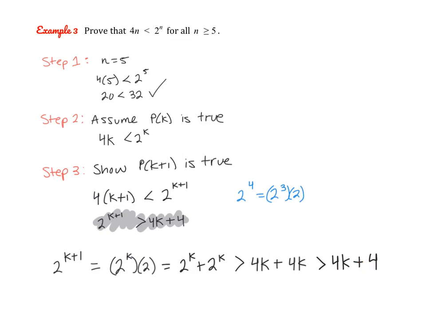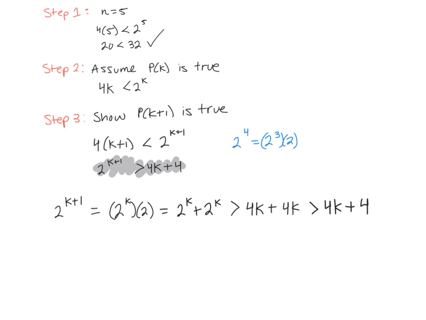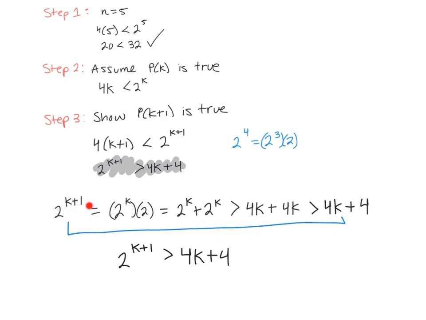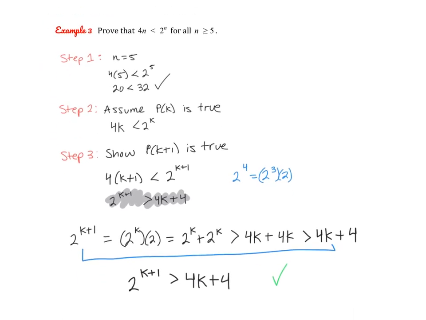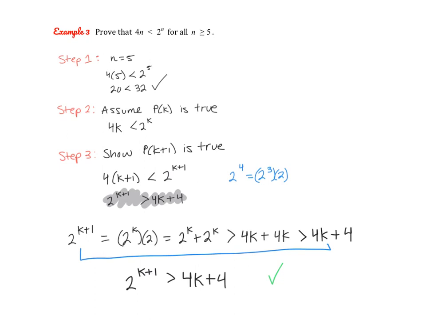So now you can see, if we piece together the two ends of our statement from here to here, we've actually just shown that 2 to the power of k plus 1 is greater than 4k plus 4. And we did that by manipulating this expression and then making statements using our assumption statement from step 2. And again, we're always going to be looking back to see what our goal is. And so we have managed to do that. So we've finished step 3, which means that we have just proven that statement.